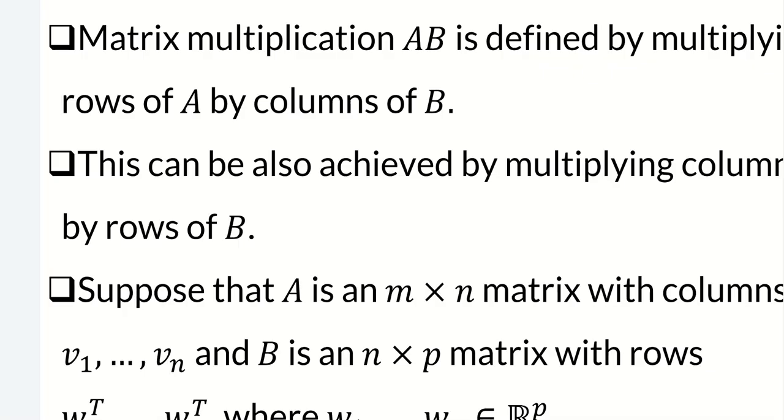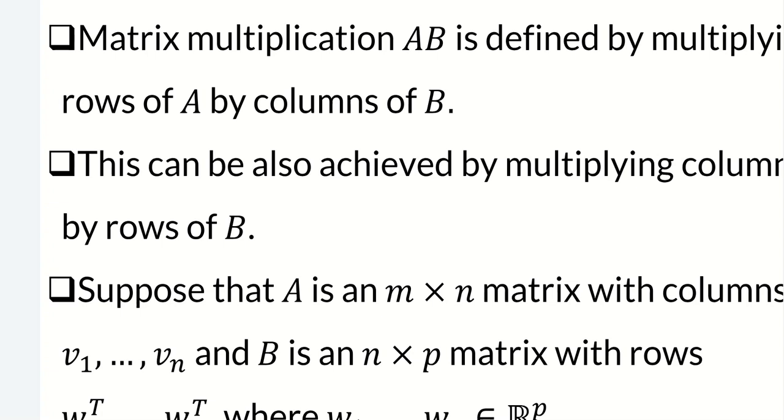Okay, so let's proceed. All this while we've been multiplying the rows by the column. That means the rows act on the column. We can also do the reverse, where the columns act on the rows. How do you do that?